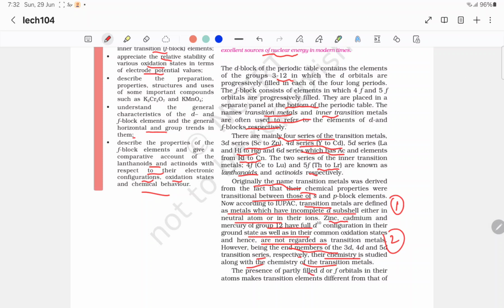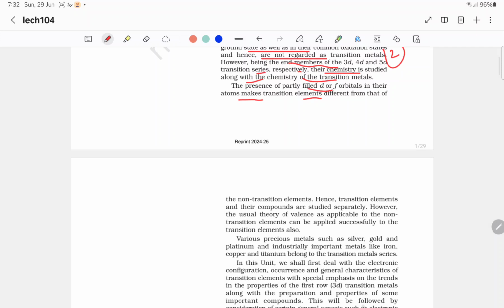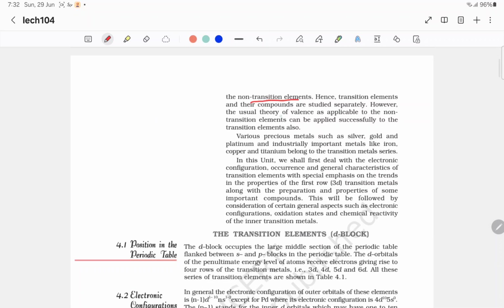The presence of partly filled d or f orbitals in their atoms makes transition elements different from the non-transition elements, and transition elements and their compounds are studied separately. However, the usual theory of valence as applicable to the non-transition elements can be applied successfully to the transition elements also.